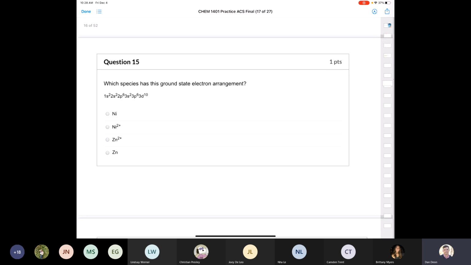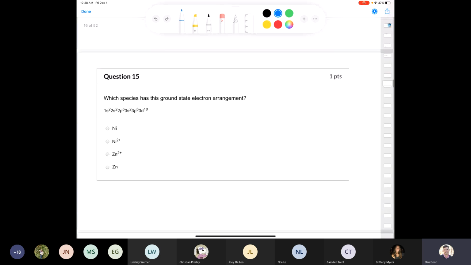Number 15. Which species has this ground state electron configuration? So 1s2, 2s2, 2p6, 3s2, 3p6, 3d10. Normally we think about electron configuration as going 1s2, 2s2, 2p6, 3s2, 3p6, 4s2, and then 3d10, right?